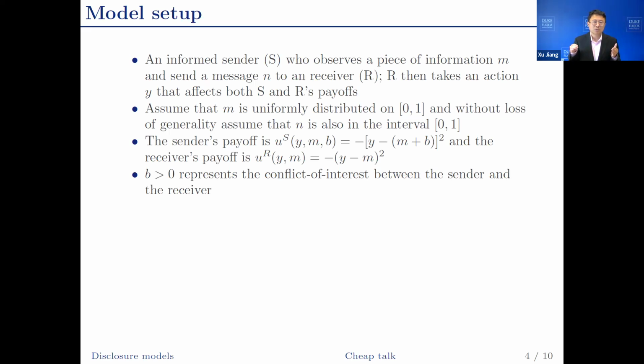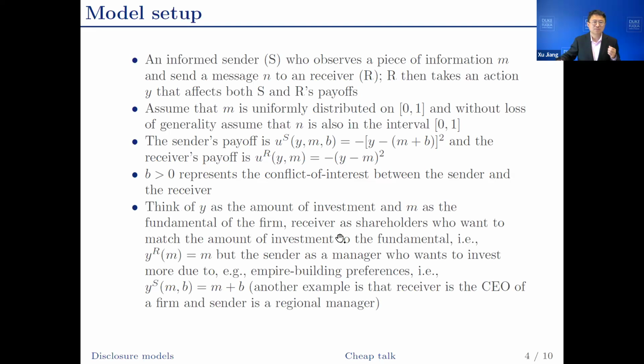In Lesson 1, we saw that if there is no conflict of interest between the sender and the receiver, say B equals 0 in this case, then the sender is going to send a message N that equals M, and there is no interesting disclosure issue to study.